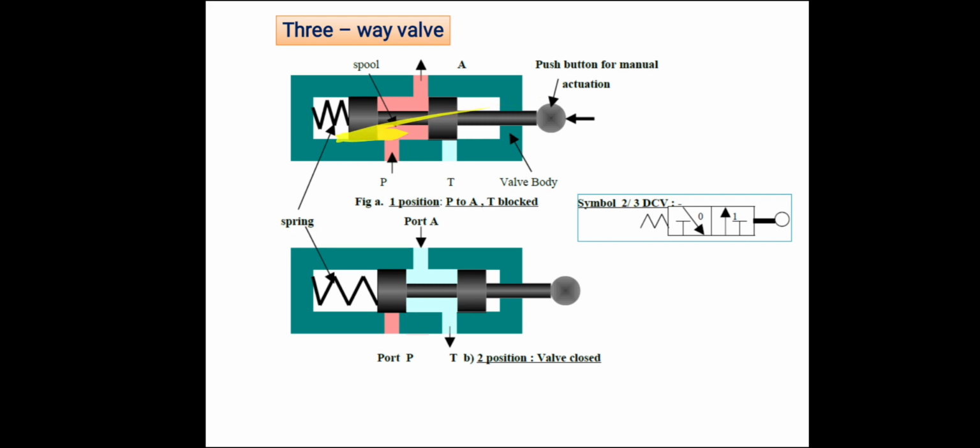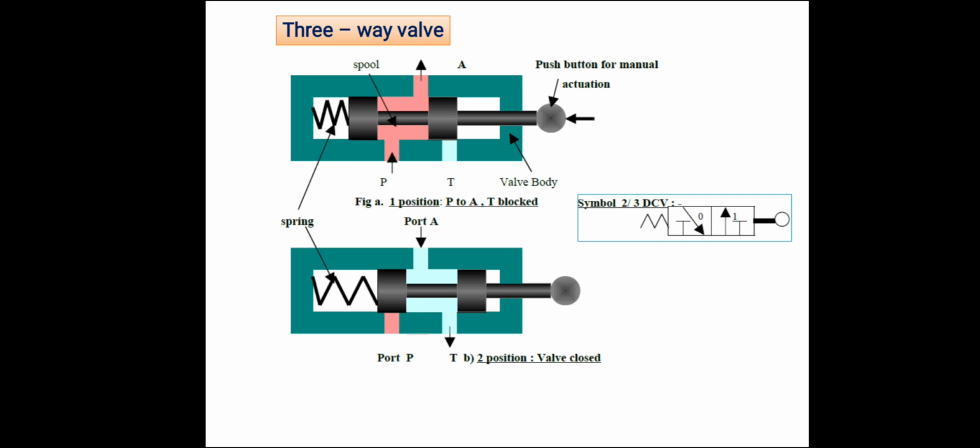In position 1, when the valve is actuated, the spool moves towards the left. In this position, the flow from the pump enters the valve port P and flows out through the port A, as shown in the figure by a straight line and arrow. In this position, the port T is blocked.